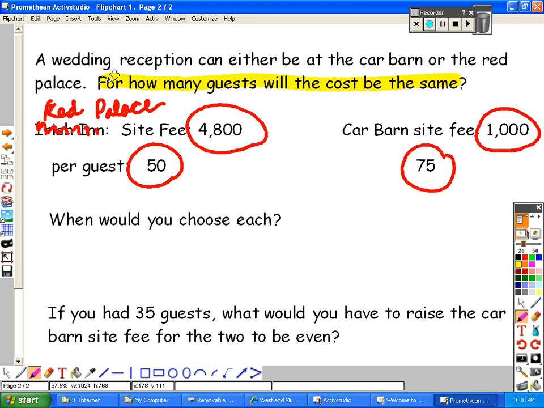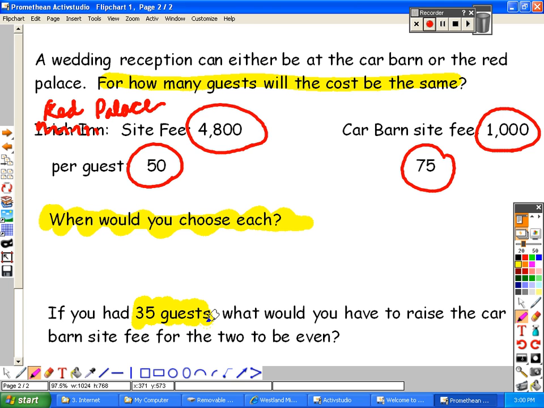Then the other 2 questions I want you to answer are: when would you choose to go to each of them? If you had to give someone advice on which one to choose, which one would you tell them to choose and why? And the last question is, if you had 35 guests. At 35 guests, these two places are not going to be equal.